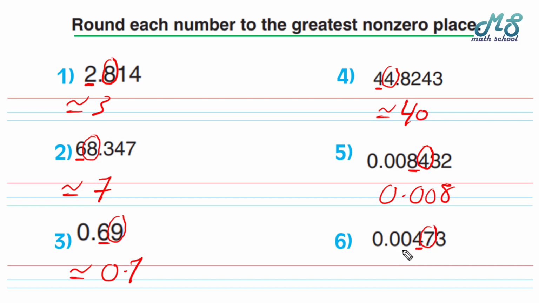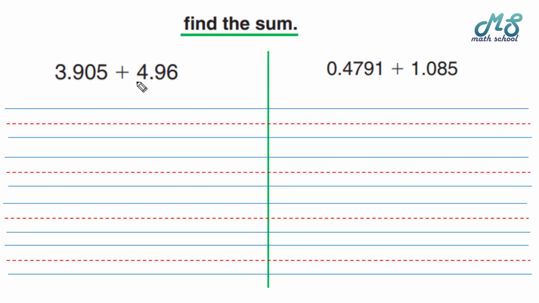Next, the greatest non-zero place is 4, and circle the right digit, which is 7. Now you have to change 4 to be 5. We get 0.005.